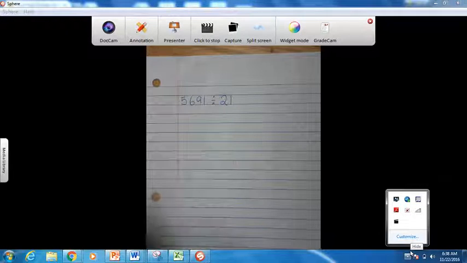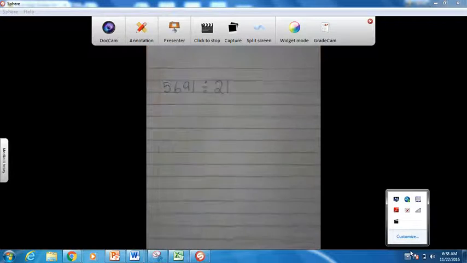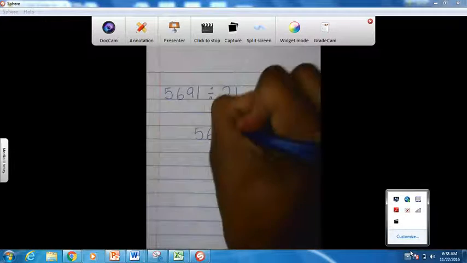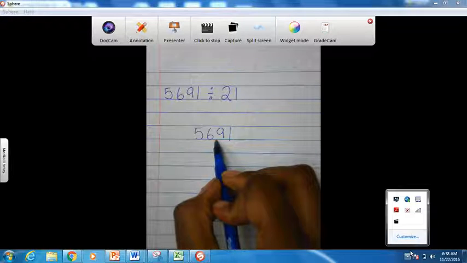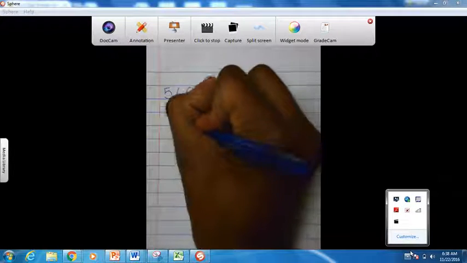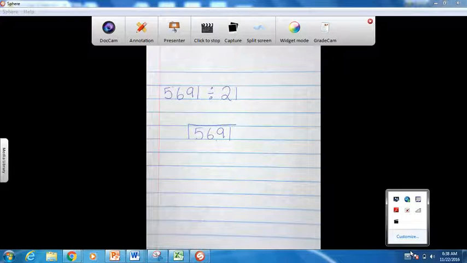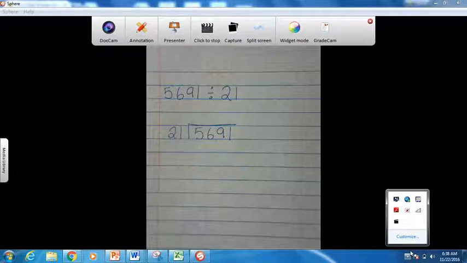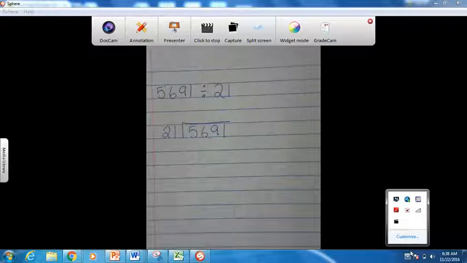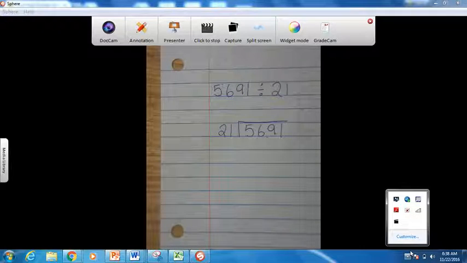Alright scholars, so you should have already tried the problem, so let's go ahead and get it set up. Alright, so we're going to do 5,691. Now this is the dividend because it's being divided, divided by 21. Now there are many different ways to solve this problem. However, I'm going to use the way that you'll be using once you get to middle school and high school. We're going to follow these simple steps.